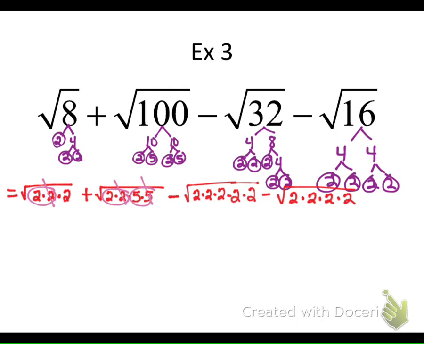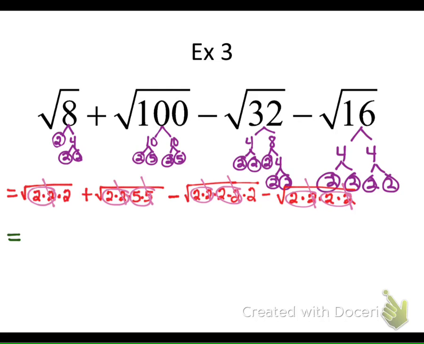So I'm circling all my pairs and canceling that second number with the square root sign. Okay, I'll give you guys a second to catch up. If you have all your pairs circled and you want to try to rewrite each square root in simplest form, go ahead.